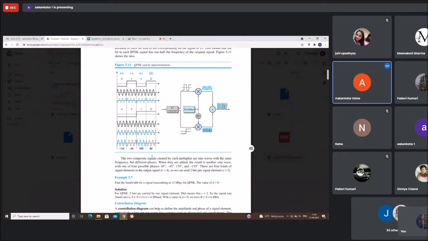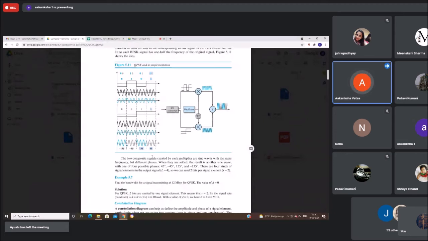5.7. Find the bandwidth for a signal transmitting at 12 Mbps for QPSK, that is quadrature PSK, the value of D equal to 0. Now earlier we used to have the value of D as 1, now we are saying the value of D can be assumed as 0. So for QPSK, find out the bandwidth when the signal is transmitting at 12 Mbps of bit rate.